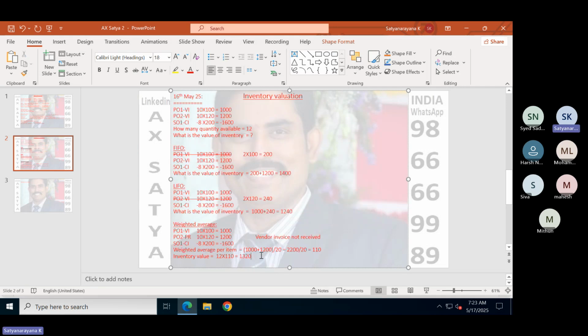So this is a methodology. Weighted average means like this: 1000 plus 1200 divided by 20, it is 110. Then weighted average is 12 quantity.